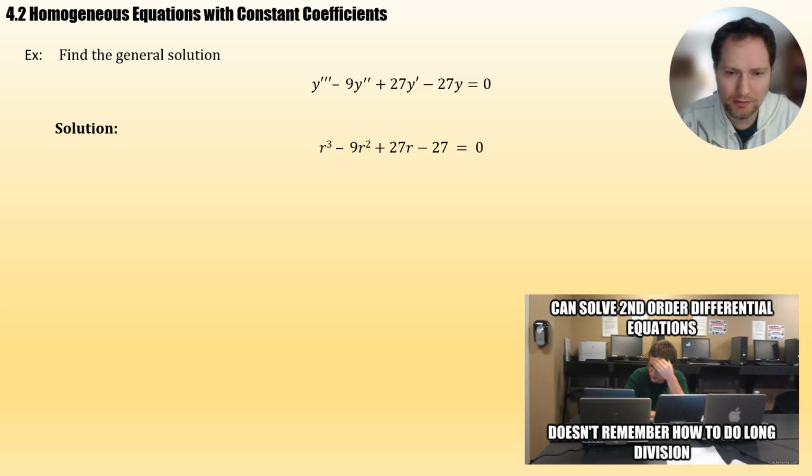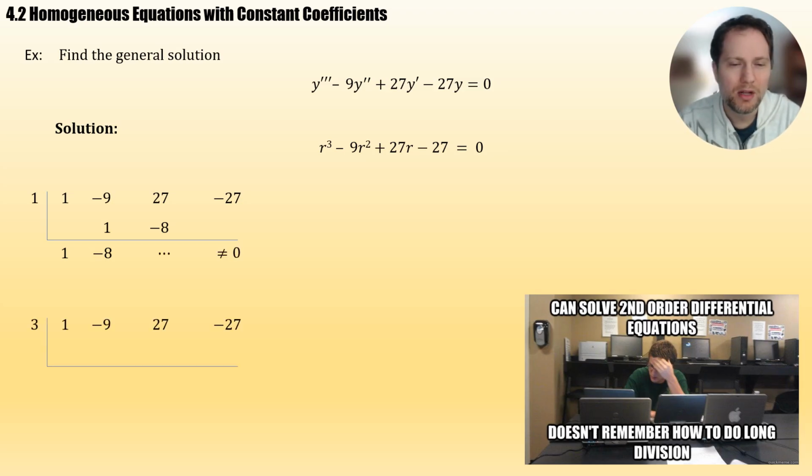If we were using the rational root theorem, I might guess 1, plus or minus 3, plus or minus 9, plus or minus 27 as some good guesses. So I might try 1, for example. Drop the 1, multiply, negative 8. Do you already see that this is not going to work? This is not going to be equal to 0 at the end, so I don't like that. What about 3? We could try that. We could also try negative 1. I think you'll see the negative 1 doesn't work.